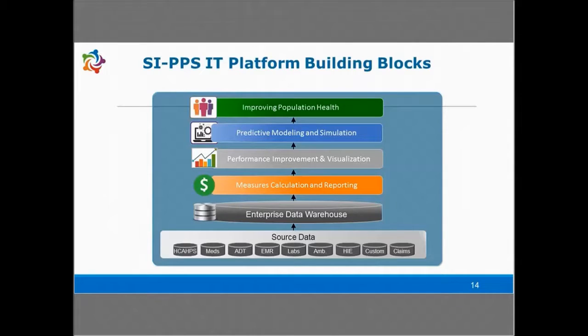There are 5 building blocks for us to build our IT platforms. From the bottom to the top, the first building block is to build the enterprise data warehouse, taking disparate data sources and normalizing them. The second layer is to build the business logic for measure calculation and reporting metrics. We are also building a self-service performance improvement dashboard and visualization tools that allow the analysts and executive sponsors to measure performance.